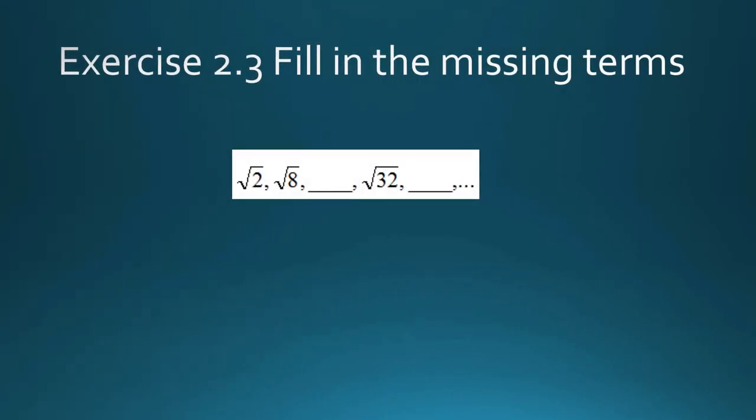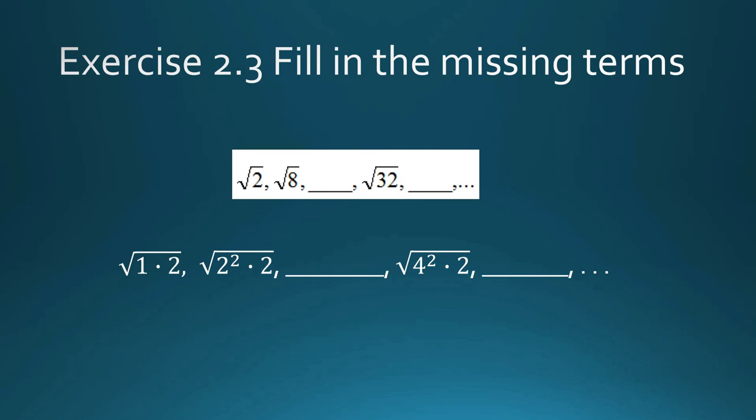I'm showing back again the sequence and the missing terms. I will show you another pattern. We can write the radicands as 1 times 2, this one is 4 times 2, or 2 squared times 2, and this one is 4 squared times 2. So you can see what's missing here. It's the square root of 3 squared times 2, and this one is the square root of 5 squared times 2. This is just pattern recognition.